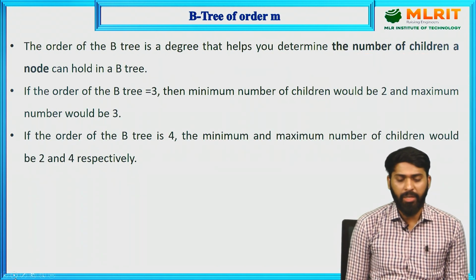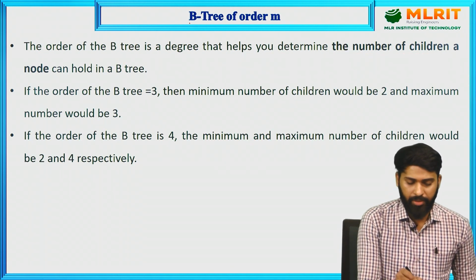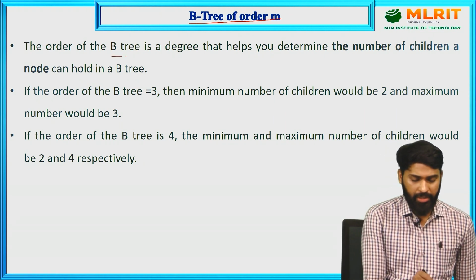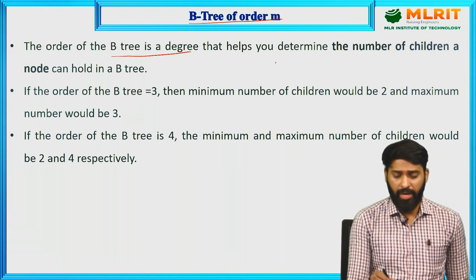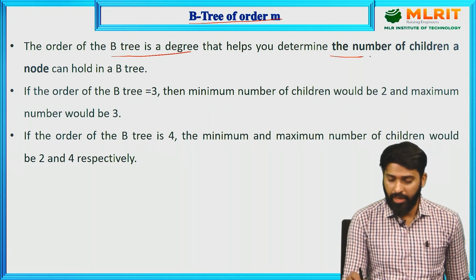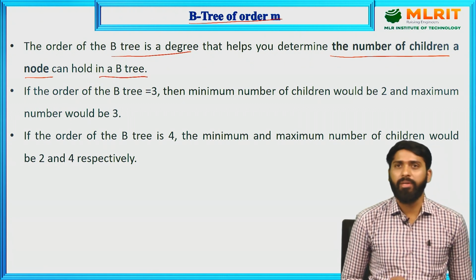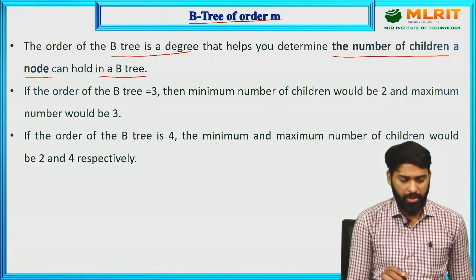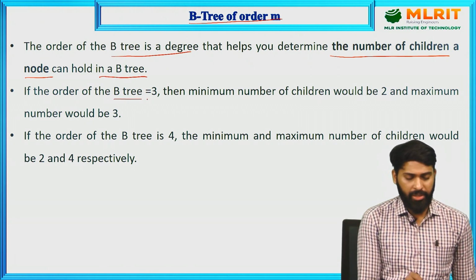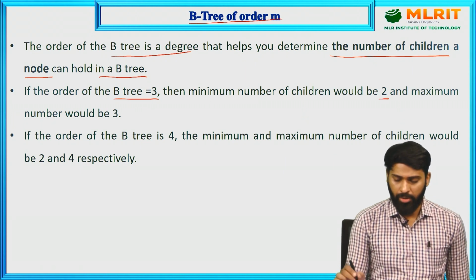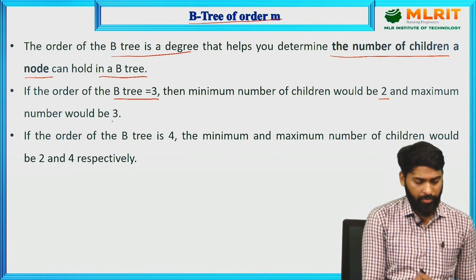So, B tree of order m. The order of the B tree is a degree that helps you determine the number of children a node can hold in a B tree. Okay. So for example, if the order of the B tree is 3, the minimum number of children would be 2 and the maximum number would be 3.